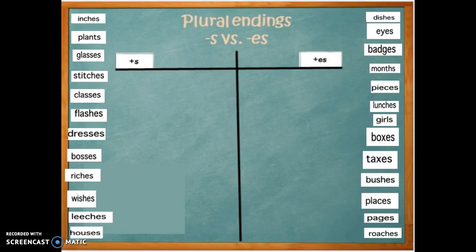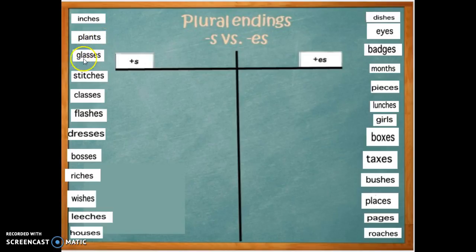So, my icicles, you're going to be working on plural endings. Plural, remember, means there are more than one. Singular is there's one, plural is there's more than one. So, instead of plant, that's singular, add an S on, then that's plants, which makes it plural.